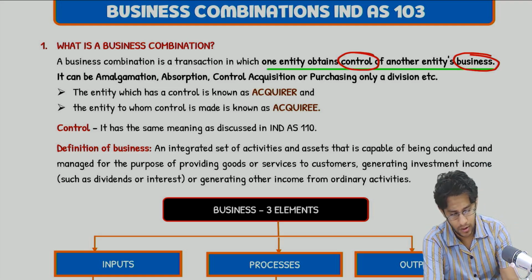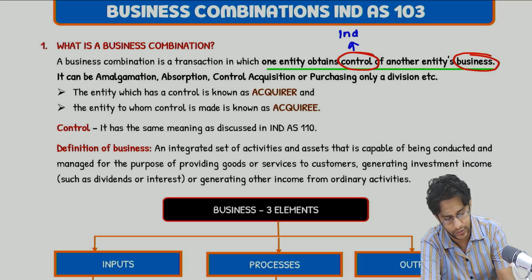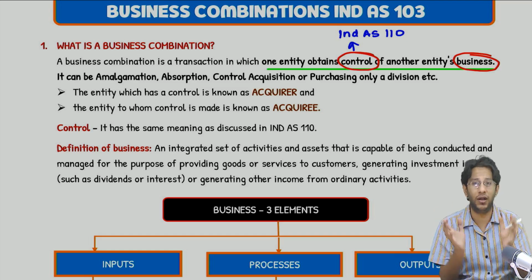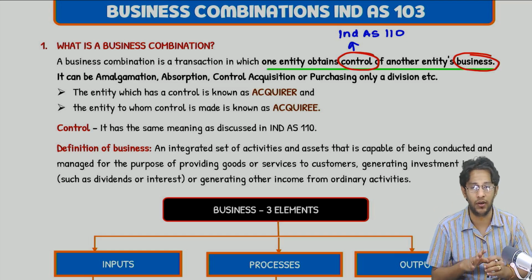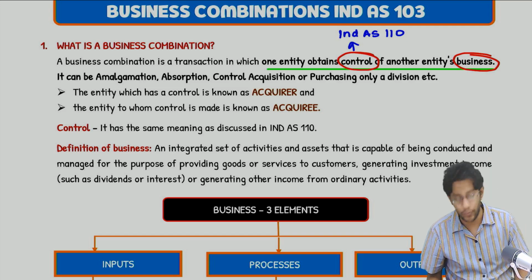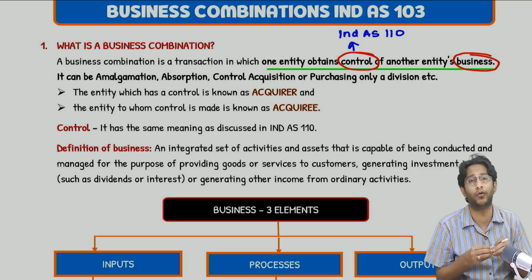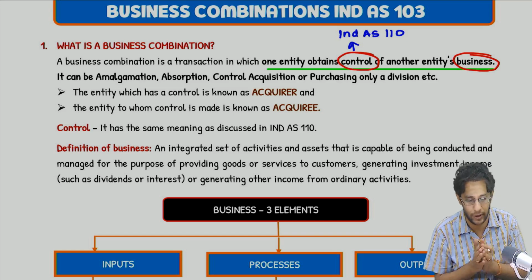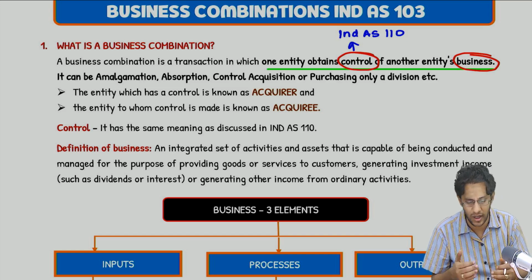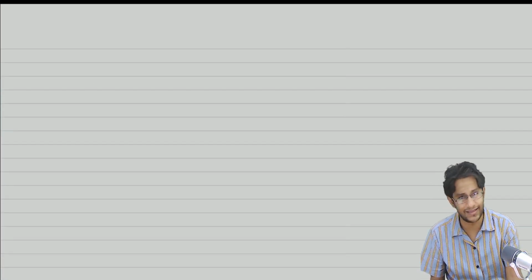Now, the term control has the same meaning as it is understood in Ind AS 110. That is, in the consolidation chapter, whatever meaning of control is there, which broadly sums up to decision making power, the decision making power on the relevant activities. Relevant activities are those which most significantly impact your returns from the entity. So that important decision making power, if you have, that is called having control in a very simplistic way. Now coming to the term business, the word business is defined under this standard only, which is Ind AS 103, which we will see as we go further. But just for understanding purpose, let's see like this.